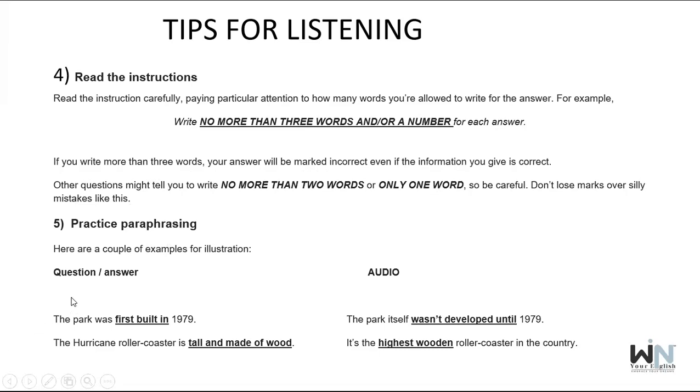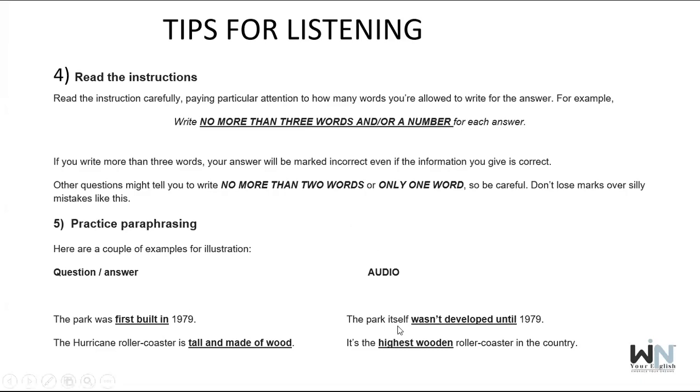Practice paraphrasing. Paraphrasing means to convert the question into other words. Here are a couple of examples. In the question, it says the park was dash 1979, first building. Sometimes what happens is you will get a number of questions in a box, and the information provided by the speaker is different. That is paraphrased information. In the question, you will get a complete box in which a number of questions and answers will be there, like 9 to 10, and there will be 5 questions only. So you need to select the appropriate answer.